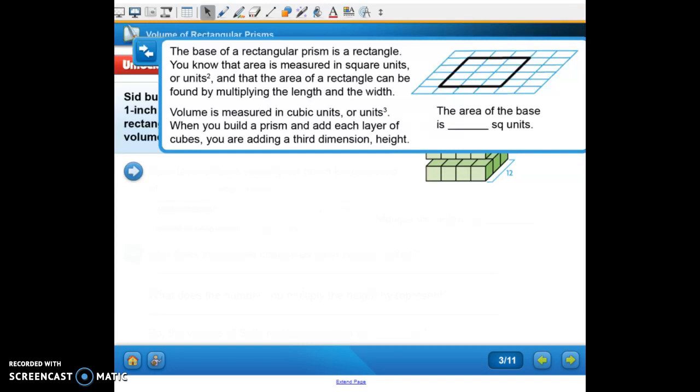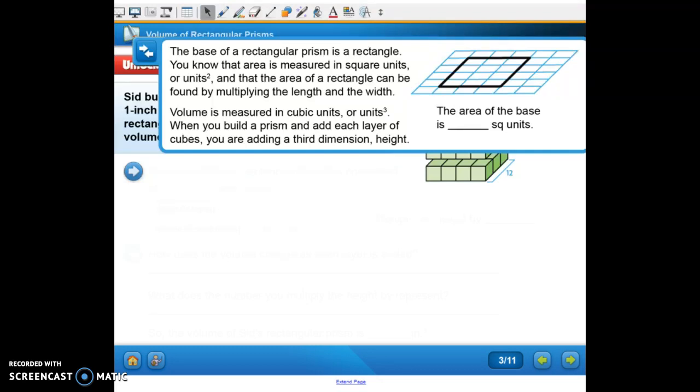The base of a rectangular prism is a rectangle, right? You know the area is measured in square units or units squared. Remember when we would take the length times the width to get the area of a rectangle, if it was 4 blocks by 5 blocks, that was in centimeters squared, meaning it's a 2-dimensional figure. So the area of the base is length times width, and that's measured in units squared.